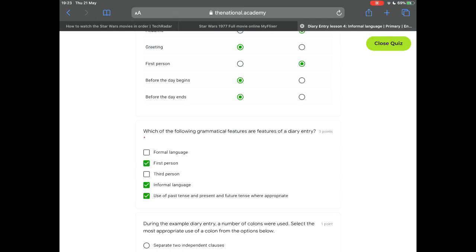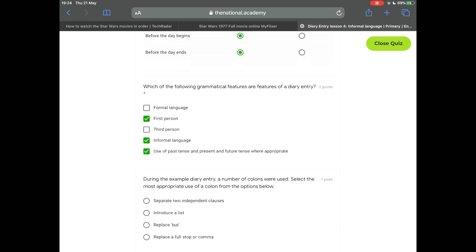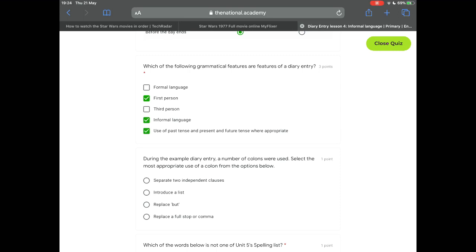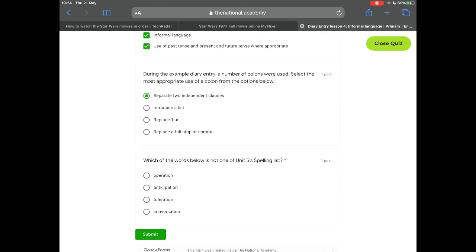And use of past tense and present and future tense where appropriate. During the example diary entry, a number of colons were used. Select the most appropriate use of a colon from the options below. It would be to separate two independent clauses.